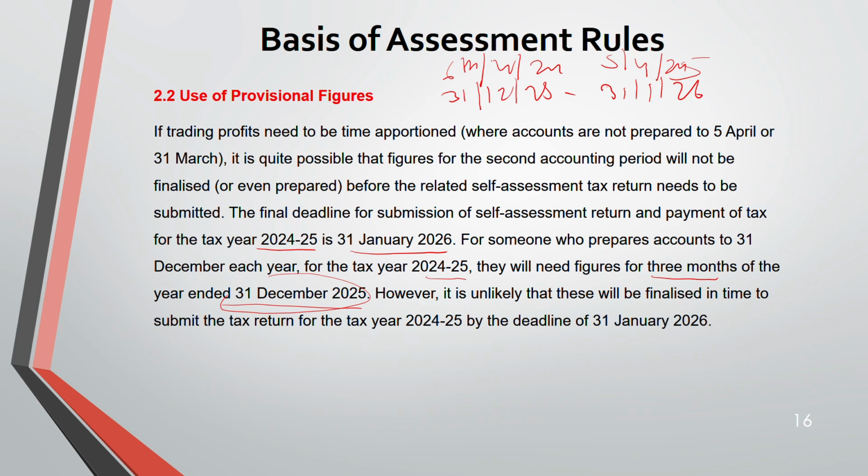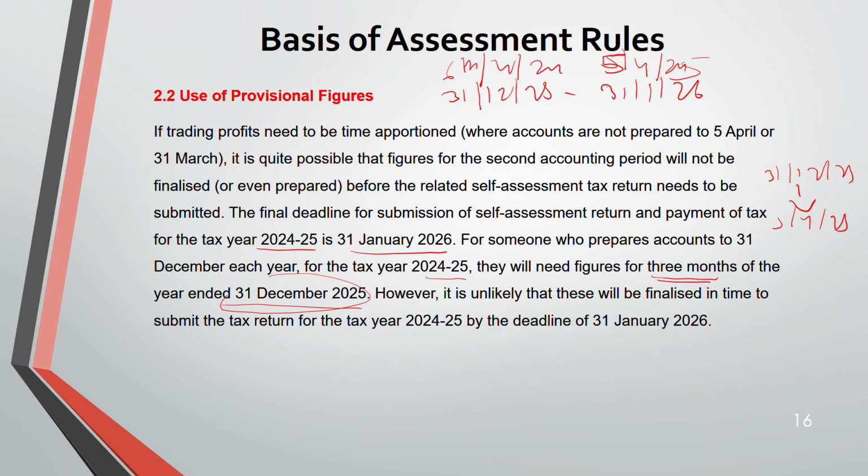So you are preparing for 31st December 2025 and the tax year ends on 5th April 2025. So from 31st December 25 to 5th April 25, there are 3 months in between. So you will need figures for the 3 months.